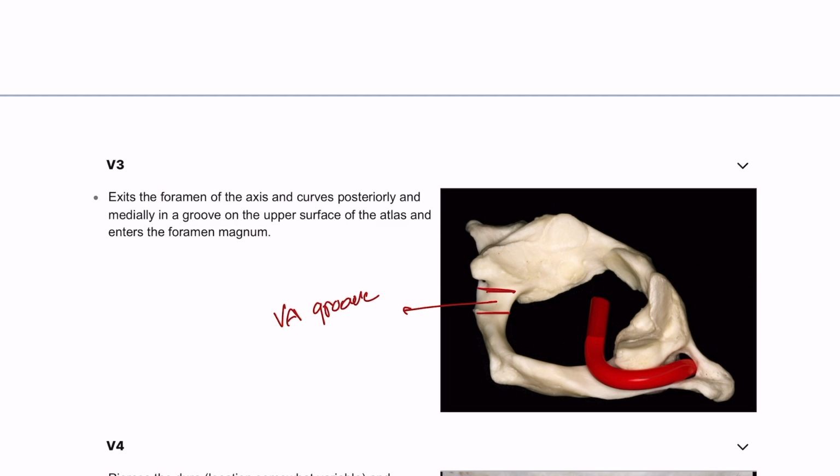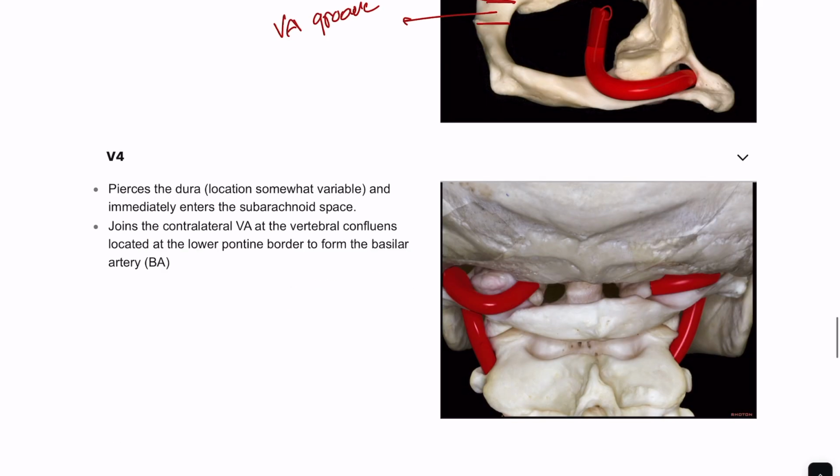So it exits the foramen of the axis and curves posteriorly and medially in a groove of the upper surface of the atlas to enter the foramen magnum. So now it's going up to enter the foramen magnum. V4 is basically just it entered the foramen magnum, so it pierces the dura. So this is the only intradural segment, immediately into the subarachnoid space, and at the end it will join the vertebral artery on the other side to form the basilar artery.